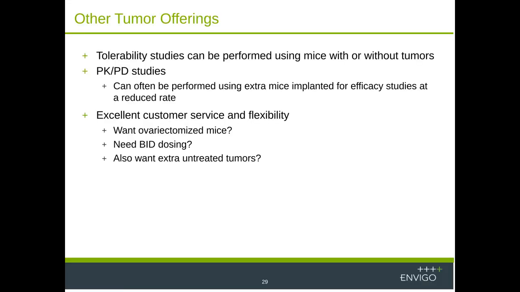We can also offer tolerability studies that can be performed in mice with or without tumors, as well as PK/PD studies, where these can often be performed in those extra mice that were implanted but not enrolled in an efficacy study, at a reduced price. And we pride ourselves in excellent customer service and flexibility. We really want to work with our clients to pick the best tumor model, the best mouse model, and the best study design for their study goal.